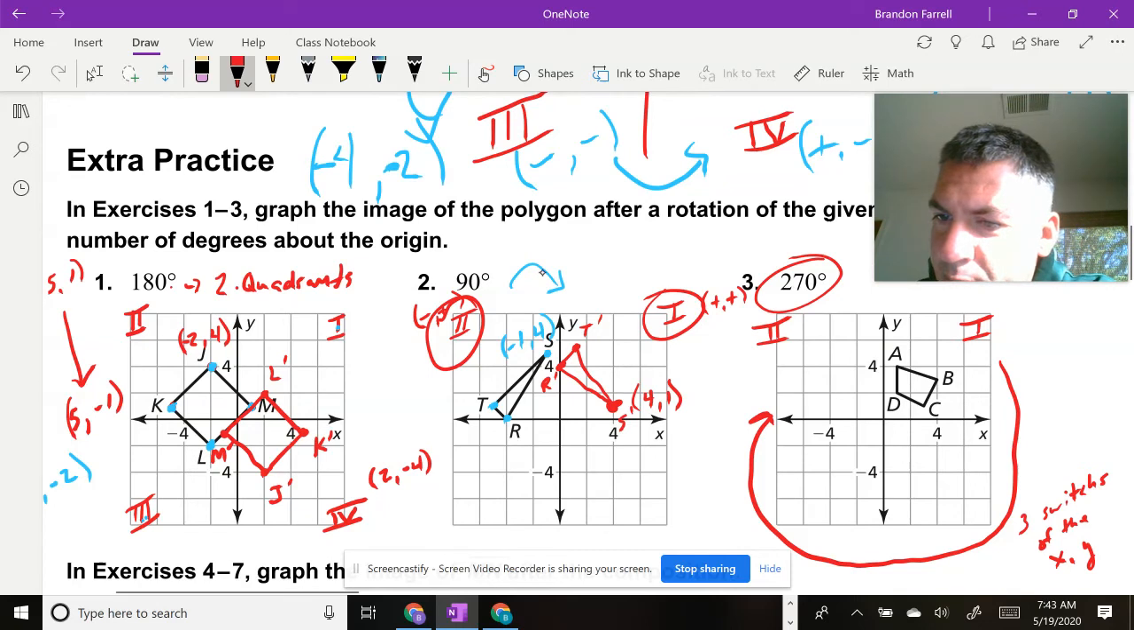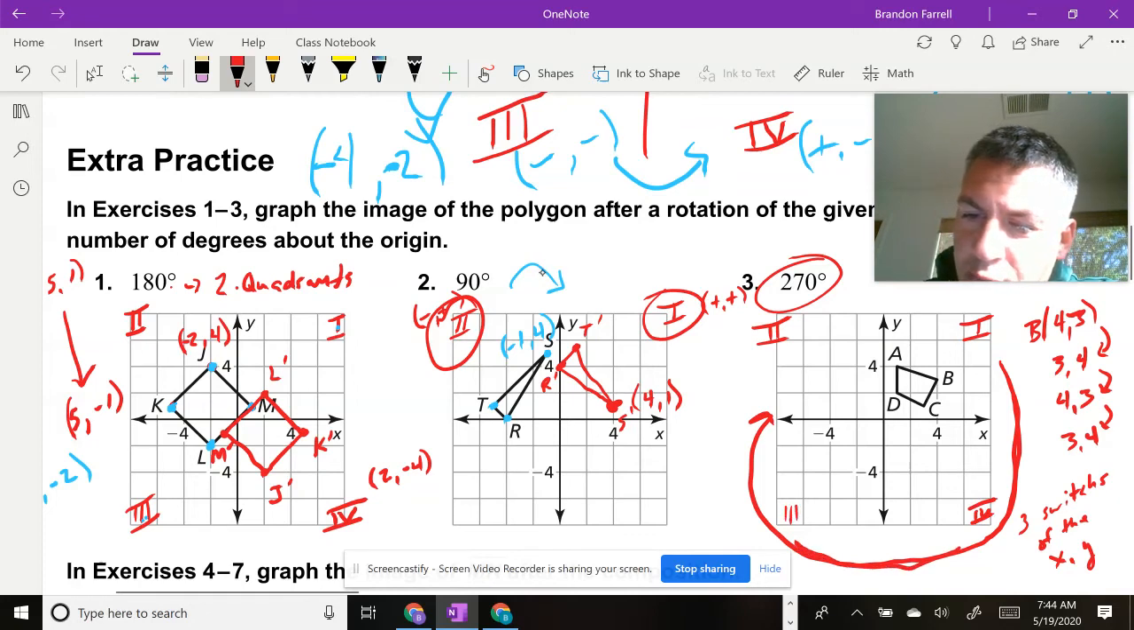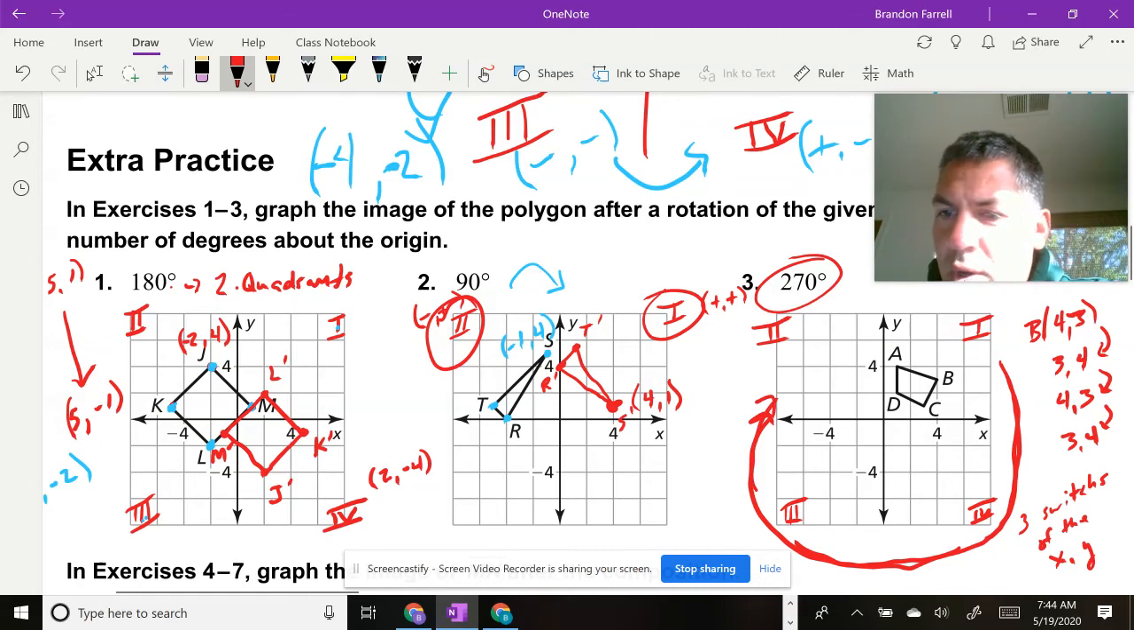For instance, the easiest coordinate to think about in this case is probably B, just because it's 4, 3. So if I do 3 switches, one switch is going to be 3, 4. Then I'm going to go 4, 3, and then I'm going to go 3, 4. So it's 1 switch, 2 switches, 3 switches, 3 quadrants that we moved. This represents 1 quadrant here to quadrant 4, a second quadrant here, which is quadrant 3, moving into quadrant 2. So 1, 2, 3 quadrants that we moved.